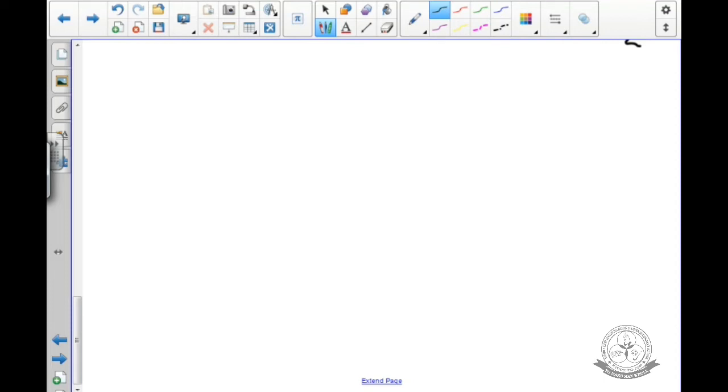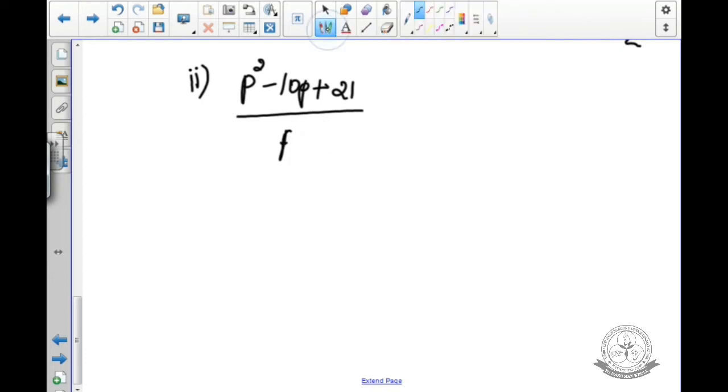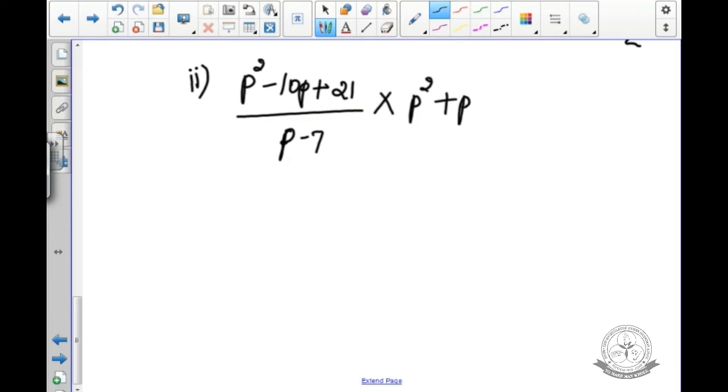Now the second problem. P square minus 10p plus 21 divided by p minus 7 into p square plus p minus 12 divided by p minus 3 whole square.